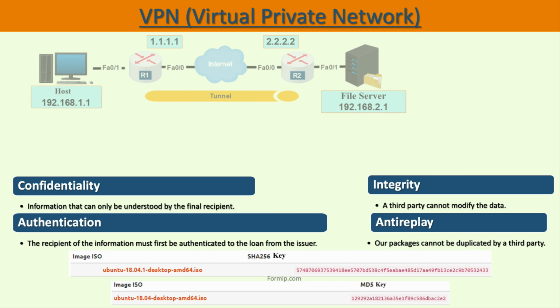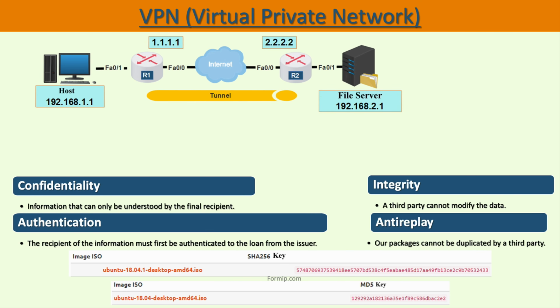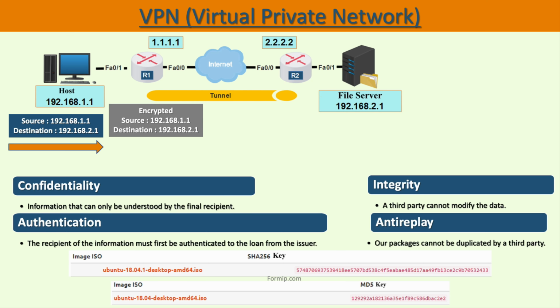On our topology, we can see what a VPN looks like. On our left, we have a host that communicates with a file server via the internet. We will see step by step the path of a packet from the host to the file server. The PC on the left will therefore create an IP packet with its own IP as its source address and, as a destination, the IP of the file server. This packet is sent to the default gateway, which is router 1.